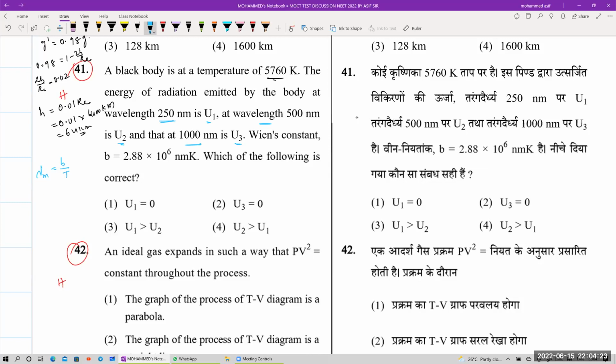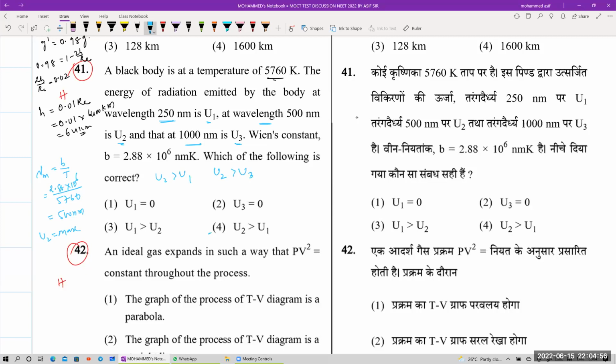ये देख लीजिए कितना आ रहा, that will give me the answer. ये हो गया मेरे पास 2.88 into 10 to the power of 6 divided by 5760. ये आएगा अपने पास approximately 500 नैनोमीटर, and in given condition में U2 will be the maximum. So obviously I can say that U2 is equal to your maximum. यानी U2 will be greater than U1 and U2 will also be greater than your U3.